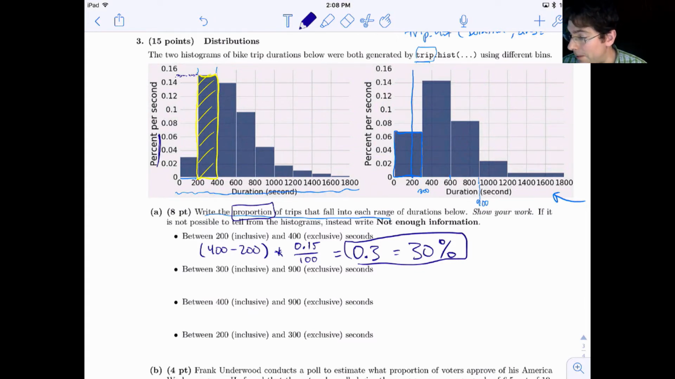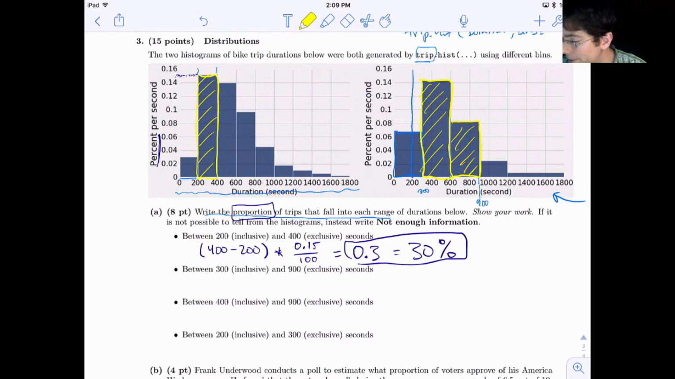In order to get the range 300 to 900, we can use the second histogram. So the proportion that fall in the range 300 to 900 is the proportion that fall in the range 300 to 600 plus the proportion that fall in the 600 to 900 range. Every duration is different, so it has to fall into one of these bins. We can add bins together in order to complete a larger range.